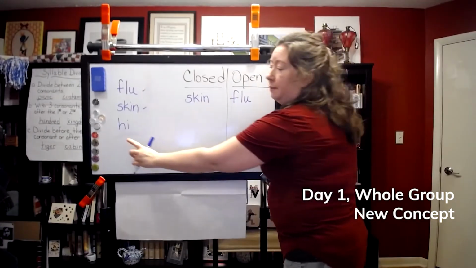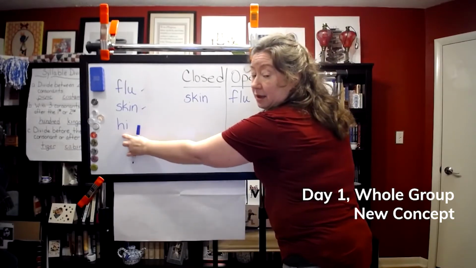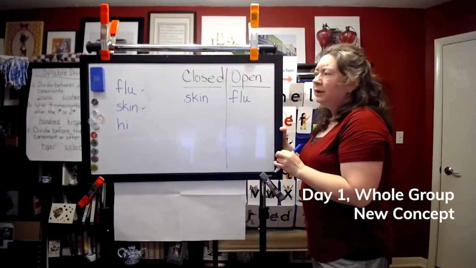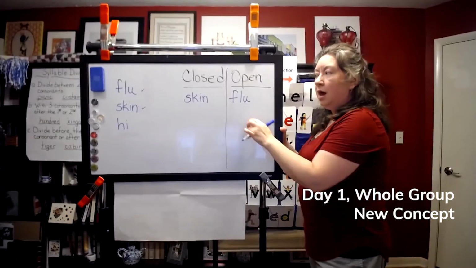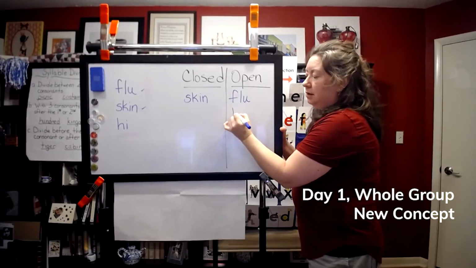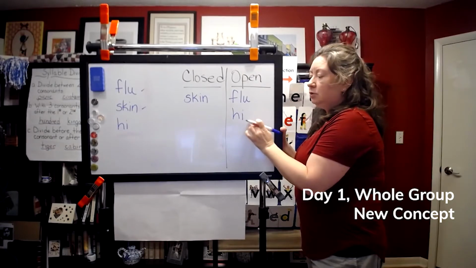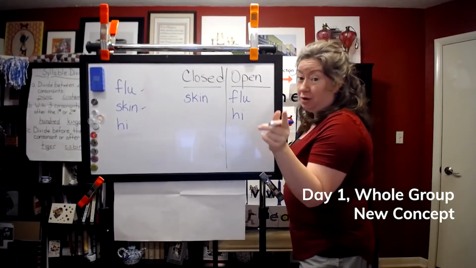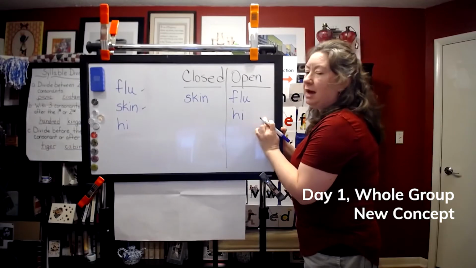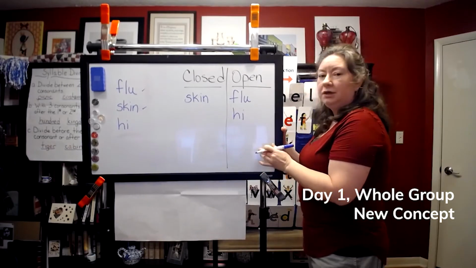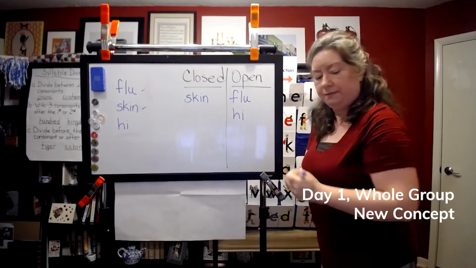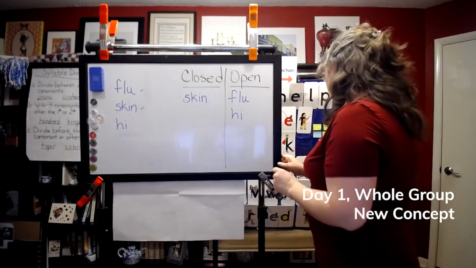Let's tap this one out. Hi. Where did you put that one? Open. All right. And why did you put that there, Imogen? Because there was no consonant at the end. Absolutely. So it's wide open to make that long vowel sound. Good job.